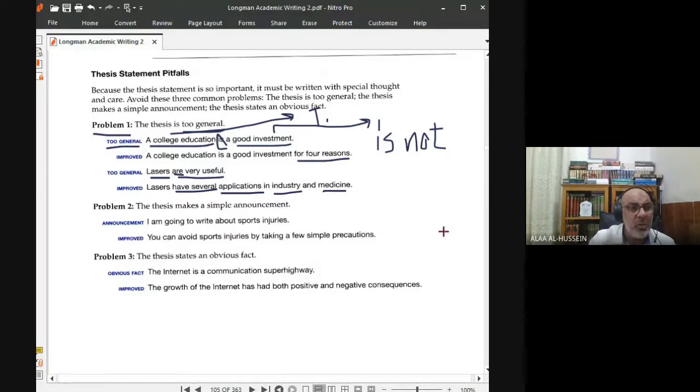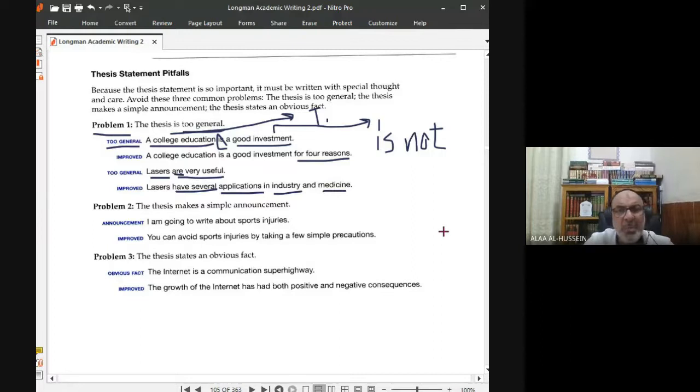So we should not write thesis sentences with general ideas. Our thesis sentences should not represent general ideas. They should represent specific ideas. And if we can write sub-ideas, it's better. As I always say, this is to be memorized and to be understood better and better, more and more. So a thesis sentence should not be too general.